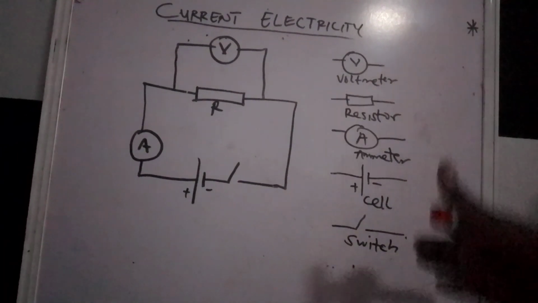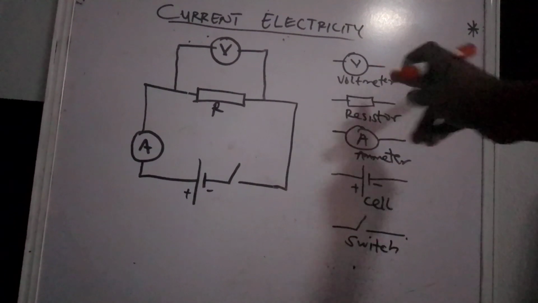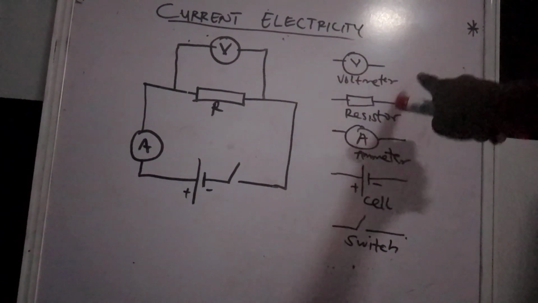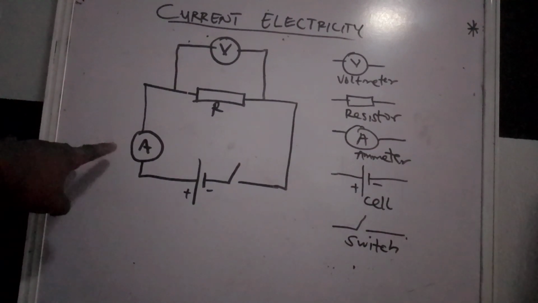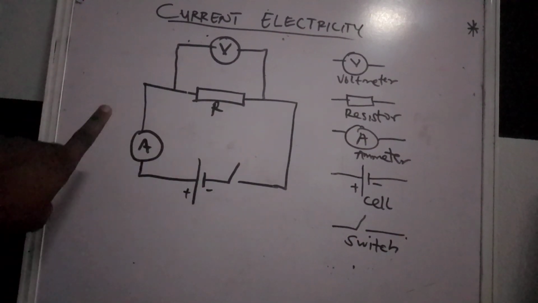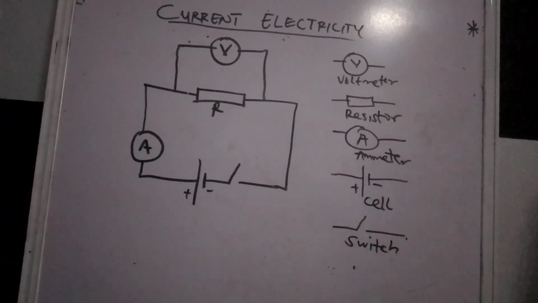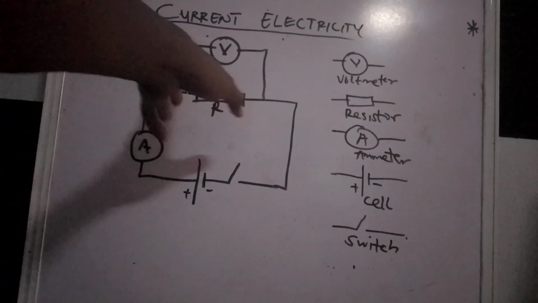So let's look at the symbols here. So we have the voltmeter. The V is the voltmeter. There's the symbol of the voltmeter. Then we have the resistor. This is the symbol of the resistor. This is the symbol of the ammeter. An ammeter is to measure current in the circuit. The voltmeter measures the potential difference across the resistor.